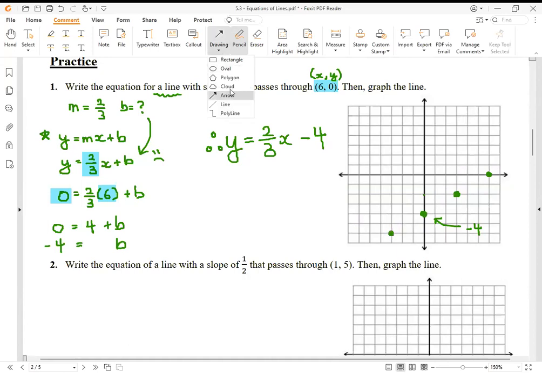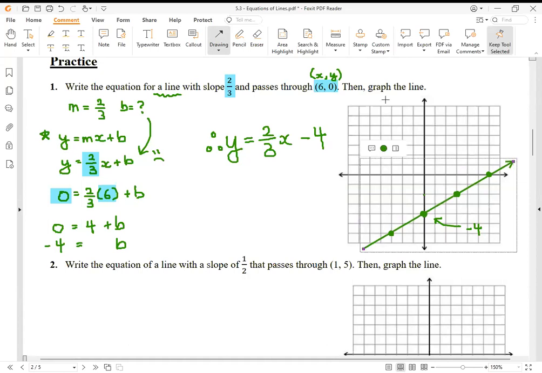And if I graph it, here's my confirmation, everyone. Here's how you know that you're doing it right. What's this point right here? (6, 0). It falls in this pattern of (6, 0), and with a slope of 2/3.